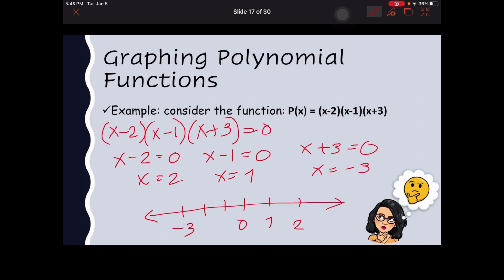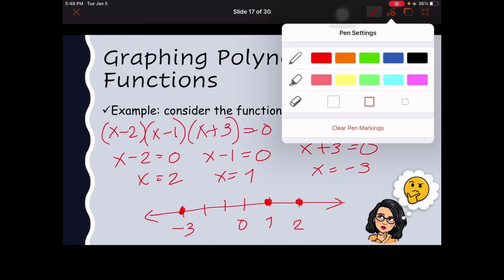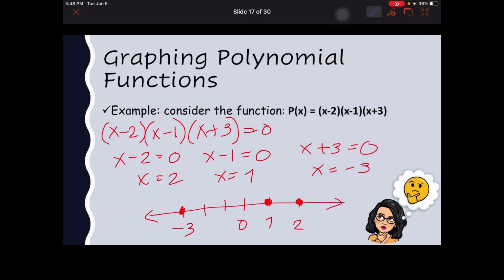Now, these roots, sila po ay nagsaserve na borders or limits. Now, it actually divides your number line or your area into 4 areas. So, ano-ano yan? Yung first area po natin is everything that is less than negative 3.